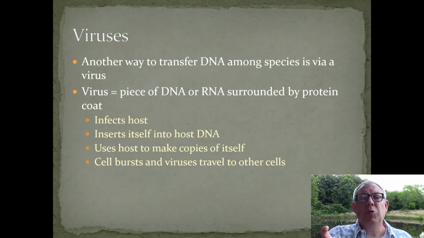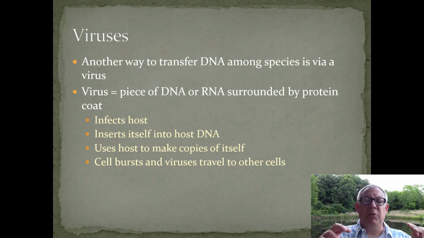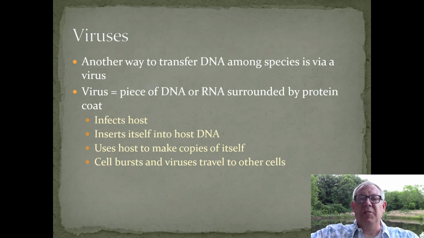And then it uses the host to make copies of itself. So it hijacks the host's cellular mechanisms. Instead of replicating your own DNA and transcribing and translating your own DNA, the virus takes over, and all that cell does is make copies of the virus and make virus proteins and repackage the new copies of the virus in the virus proteins. Eventually the cell bursts because it's made a gazillion copies of this virus, and then the viruses go and attach to other cells and do it again and do it again. This is how a virus spreads, but it incorporates itself into the host DNA.